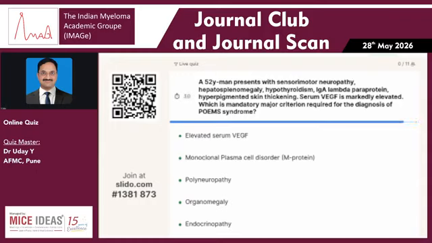So we have a 52-year-old male presents with sensorimotor neuropathy, hepatosplenomegaly, hypothyroidism, IgA lambda paraprotein, hyperpigmented skin thickening. Serum VEGF is markedly elevated. Now, out of all this, which is a mandatory major criteria for calling this patient as a POEMS syndrome?